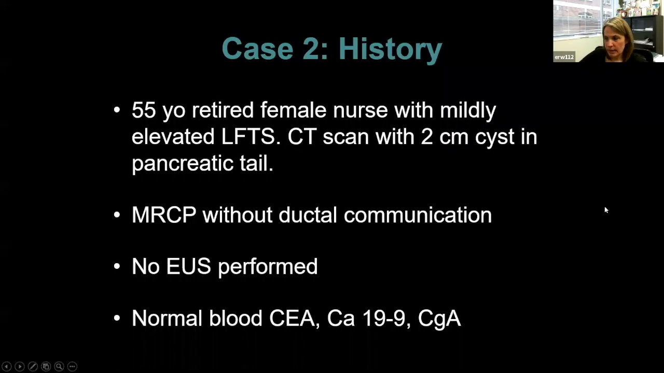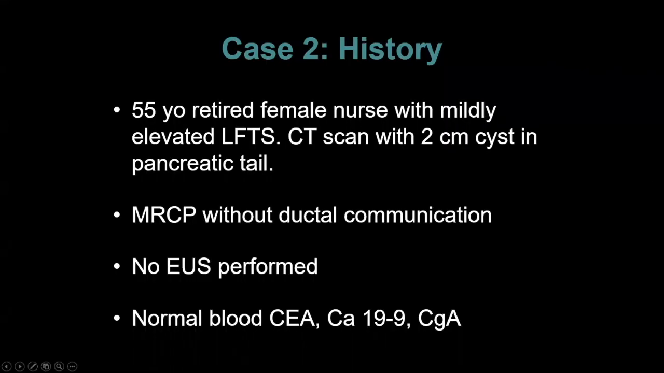Okay, so I have a question. This is Ron, sorry. What if in the case where you have multiple IPMNs and you have a smaller one that's high risk, but a bigger one that doesn't have a lot of the high risk or worrisome features?